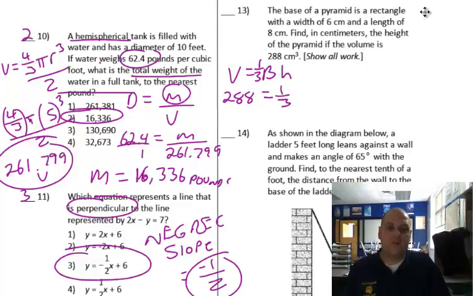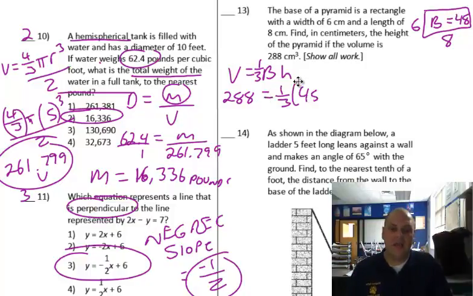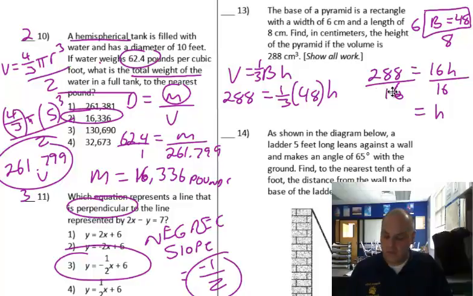Okay, now since it's a rectangle base, we have a 6 and an 8. So the area, the capital B, is going to be 6 times 8, which is 48. And then my height, I don't know. I'm trying to find the height. So a third of 48 is 16. This is 288 equals 16h, and then divide by 16. 288 divided by 16 is 18.